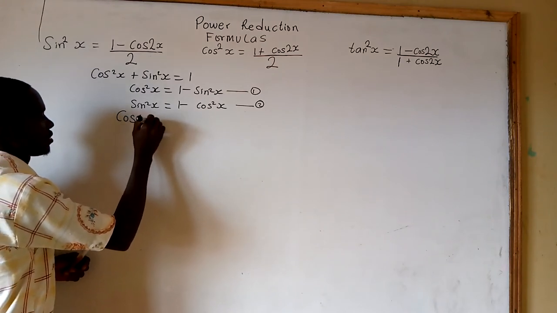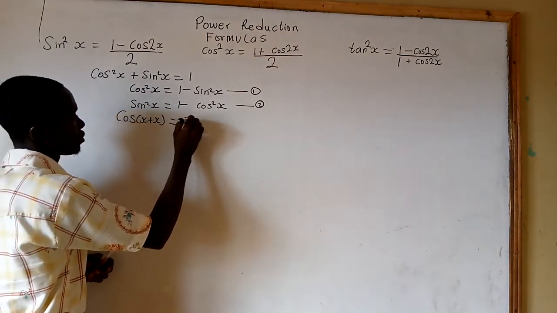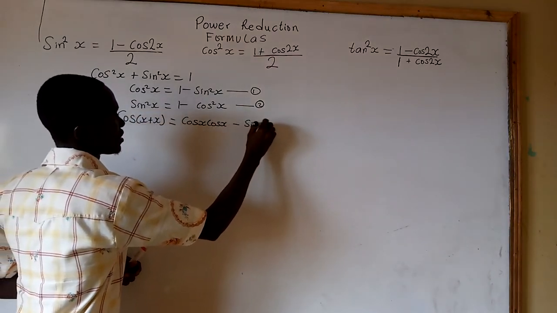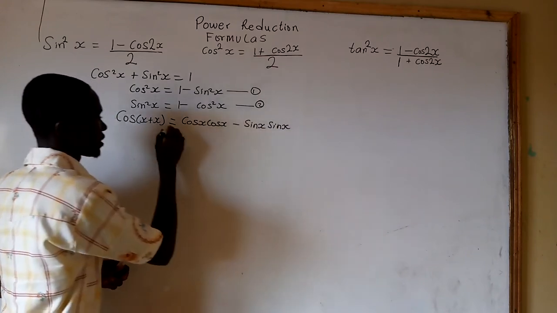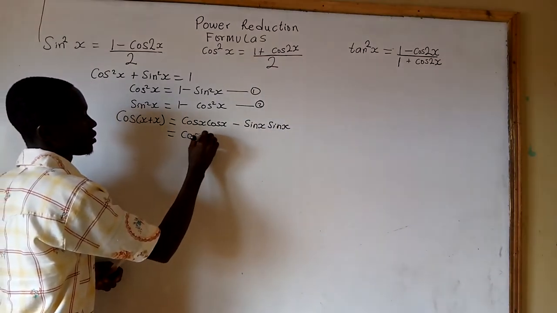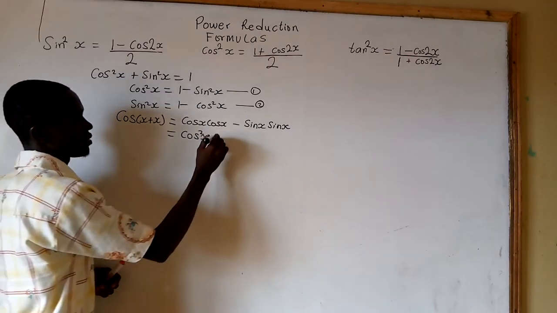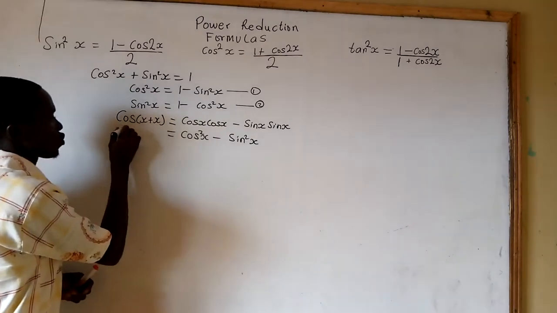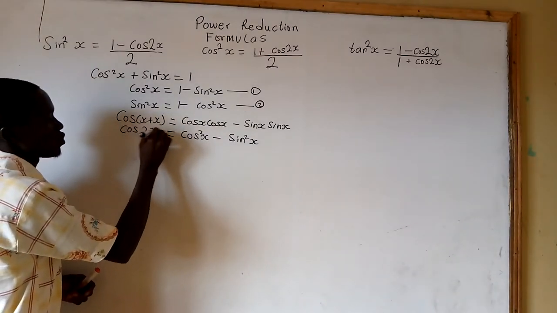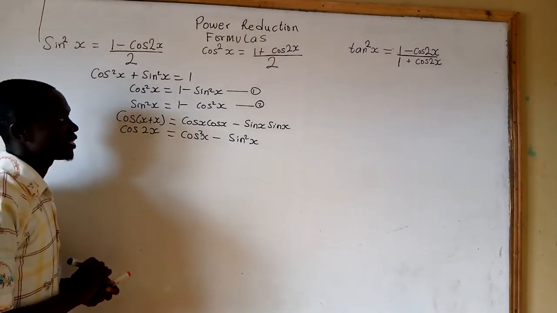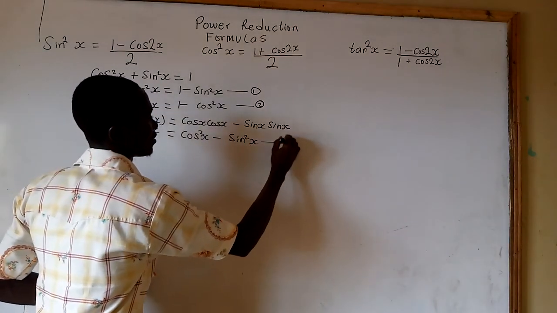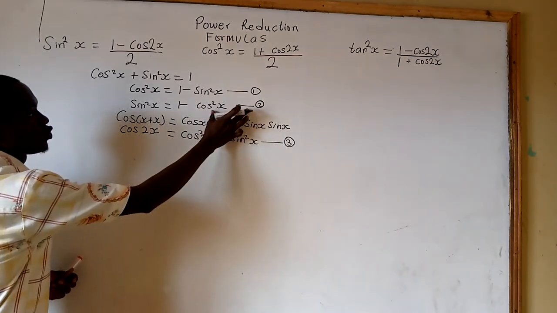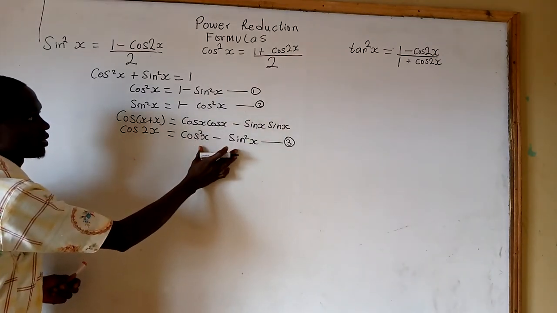Now again, let us consider the angle sum formula for cosine. Cos of x plus x equal to cos x cos x minus sine x sine x, which is cos squared x minus sine squared x equal to cos 2x. Equation 3.